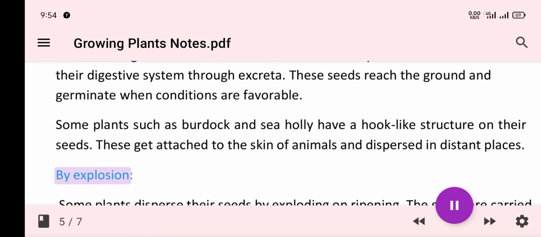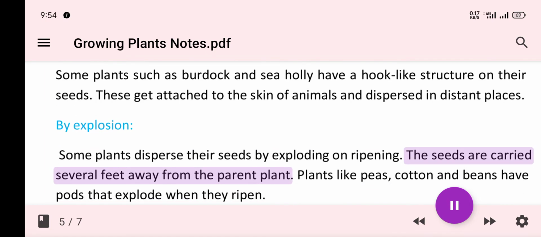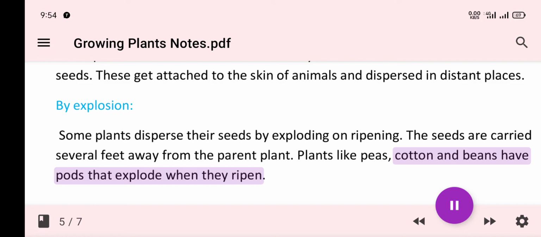By explosion. Some plants disperse their seeds by exploding on ripening. The seeds are carried several feet away from the parent plant. Plants like peas, cotton, and beans have pods that explode when they ripen.